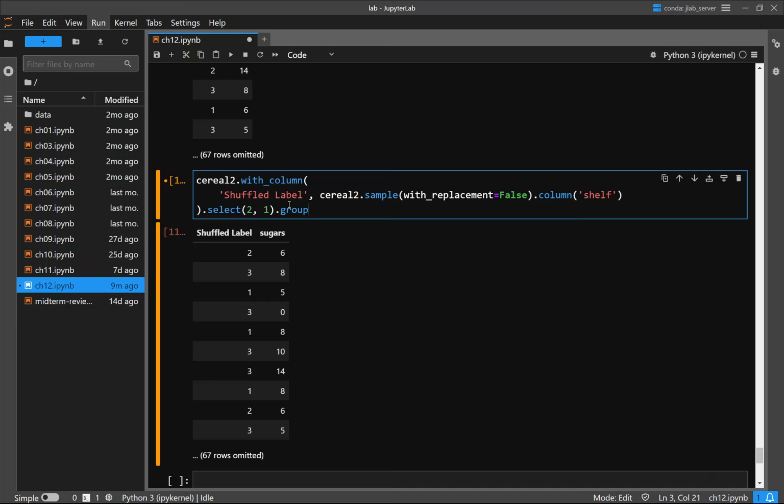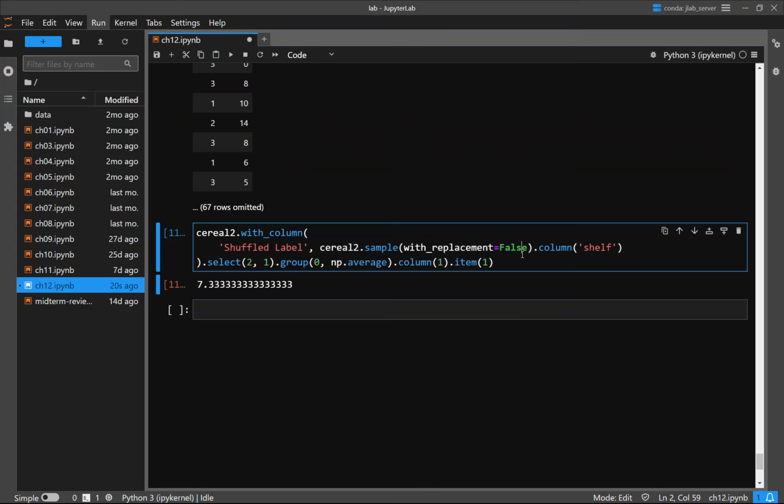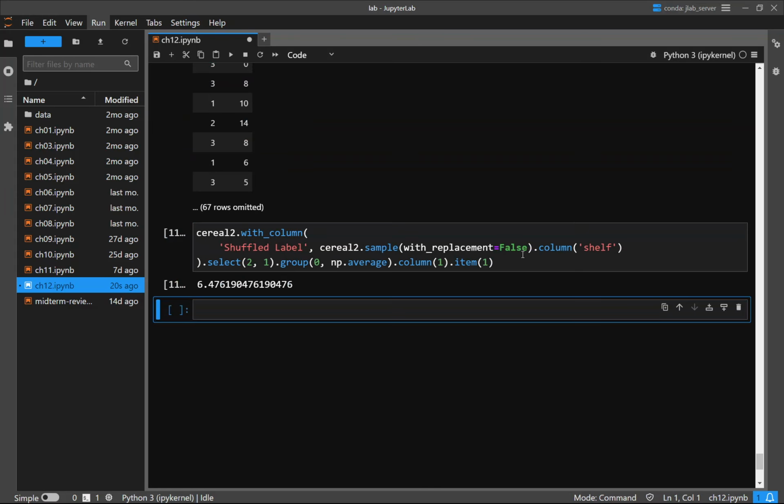So here's shuffled label. Okay, here's the new shelf 2. If I want to get its amount of sugars, it's going to be what? Column 1, item 1 gets me shelf 2 stuff. So there's the random amount of shelf 2 sugar content for my shuffled label selection of shelf 2. If I do this again, I get different amounts of sugar. Does that make sense? There's a lot of things together. You see the progression?